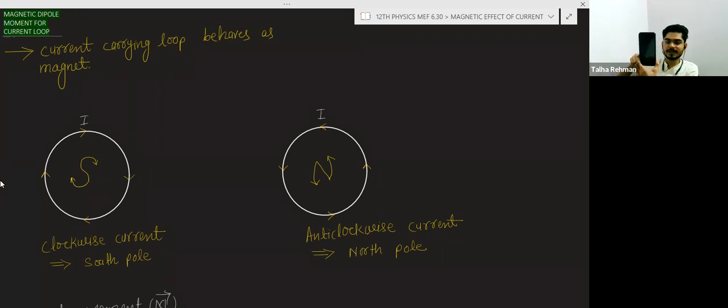So it looks like the current is clockwise, but someone watching from this side will see the current as anti-clockwise. So there is a dipole. If this face behaves as a south pole, then this face will behave as a north pole. So a current loop will have a dipole, a north pole and a south pole. That is why it will behave as a magnet. So remember this point.